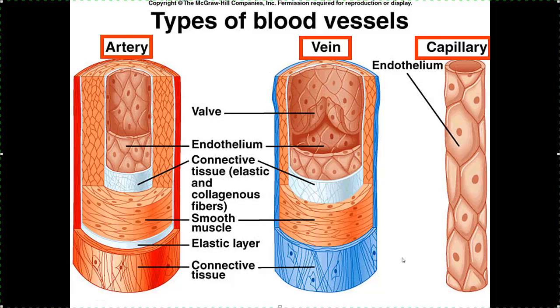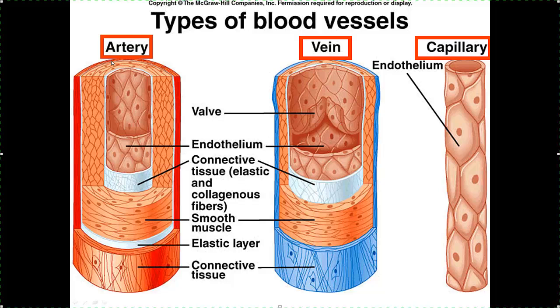What are the types of blood vessels? The first type, the one that transports oxygen from the heart to the rest of your body, is called an artery. Arteries are strong. They have a thick layer of smooth muscle tissue, which is seen right here. They are surrounded by an elastic layer as well as connective tissue on top to give them structure. They are very elastic, so they contain elastin and collagen.